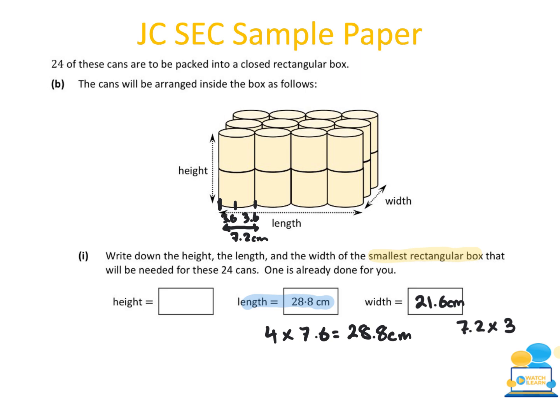Finally, our height will have to be done by a different method, because we're not using the diameter length here, we're using the height of the cylinder. The height of the cylinder from the previous question was 10 centimeters. So one cylinder goes up 10 centimeters. If there's 2 cylinders, it will go up another 10 centimeters, which will give us a height of 20 centimeters. So we now know that the height of our box that we will use to keep these 24 cans in is 20 centimeters. Our length, which was given, is 28.8, and our width is 21.6 centimeters.